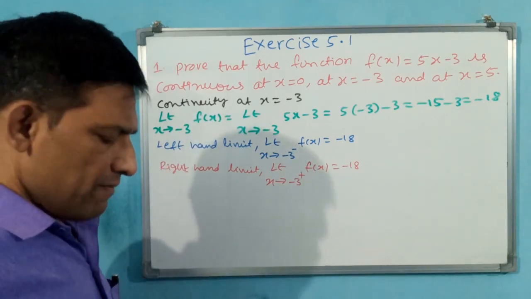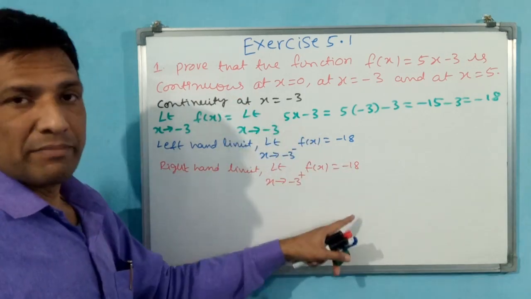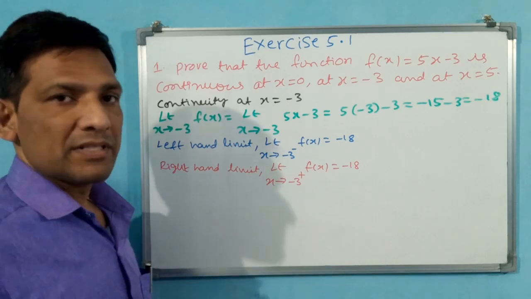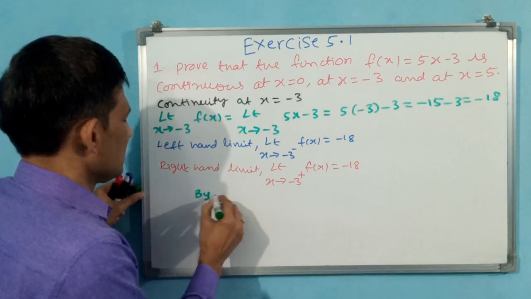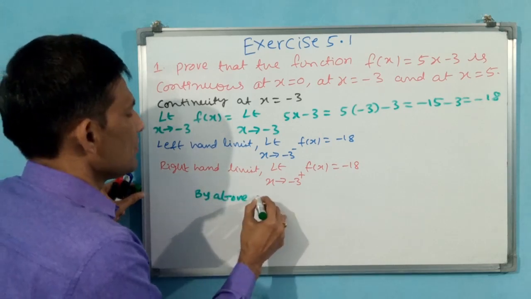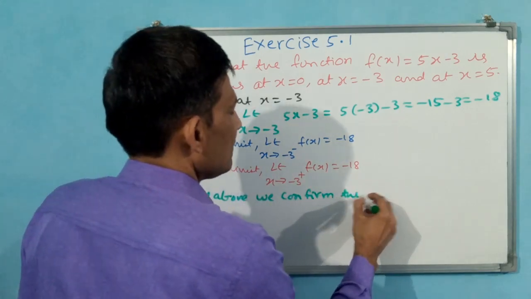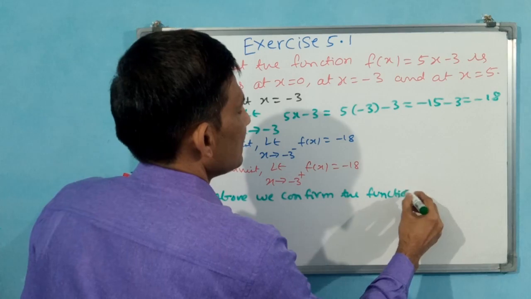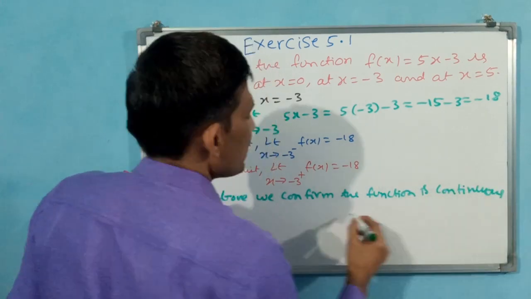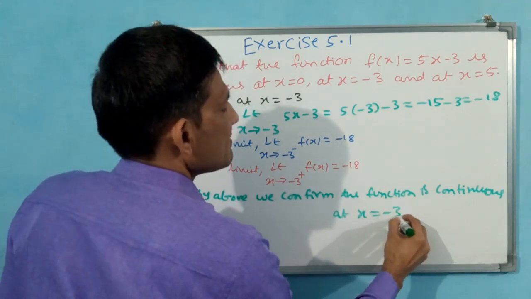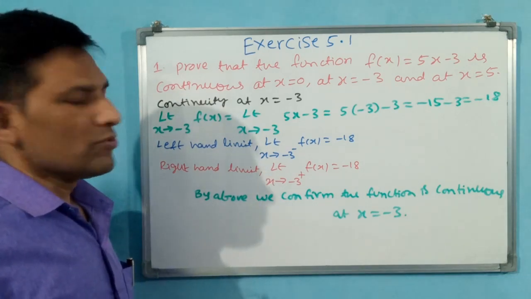Why? Because if these are for higher marks, then you have to write left hand limit is equal to right hand limit is equal to main limit. Therefore, the function is continuous. Now, simply by above, you can write like this: by above, we confirm the function is continuous at x is equal to minus 3. Understand now? Okay. Like this you write and close.